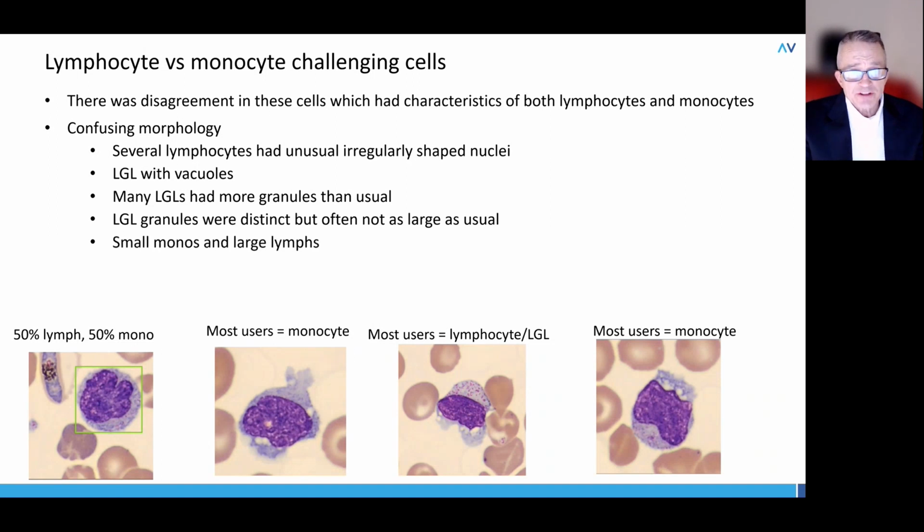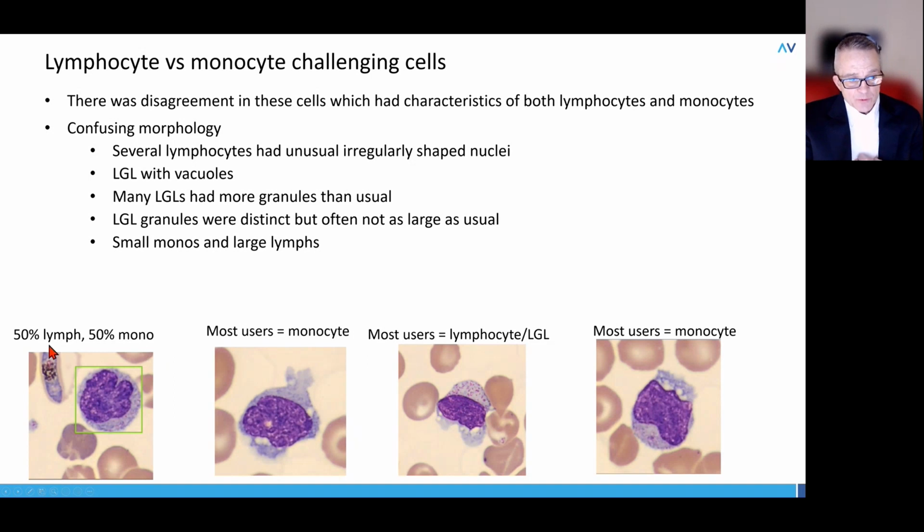Also combined with that to be confusing is that some monocytes were small, like this one, which appears almost like a lymphocyte. And then there were also the large lymphocytes, the LGLs, that made it appear as though they were monocytes. Now, here are four difficult cells. And actually, 50% of you said that this was a lymphocyte, and 50% of you classified this as a monocyte.